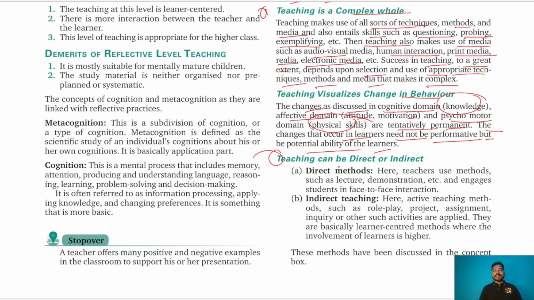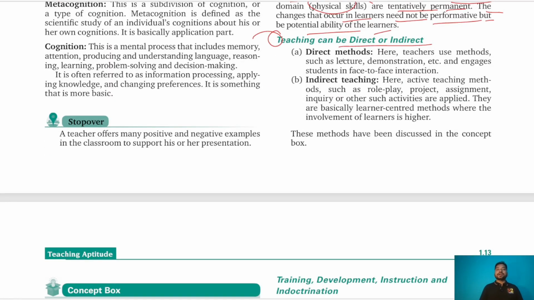Now you can see that teaching can be direct or indirect. In dynamic teaching, the teaching can be direct teaching or indirect teaching. How does direct teaching occur?